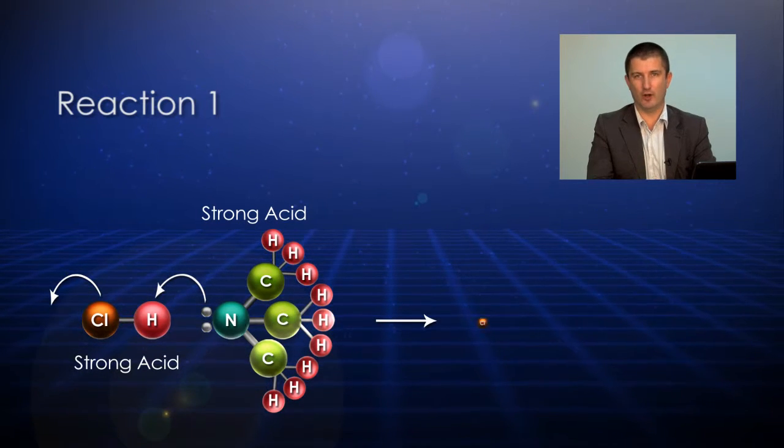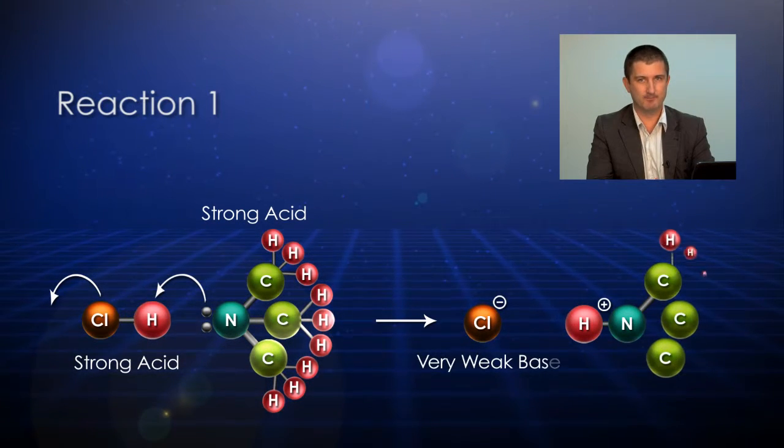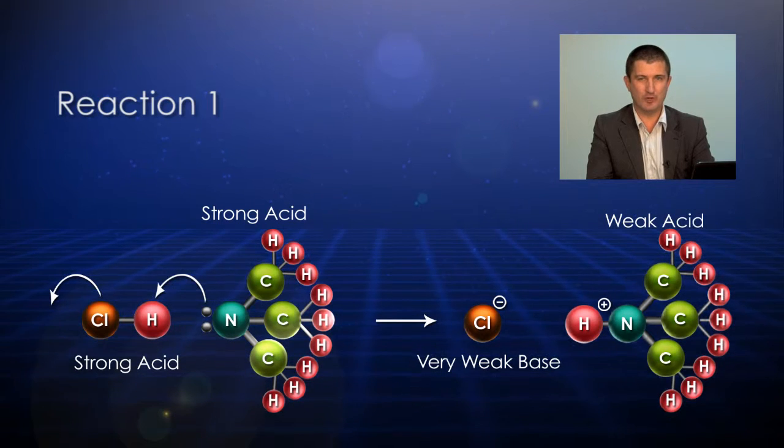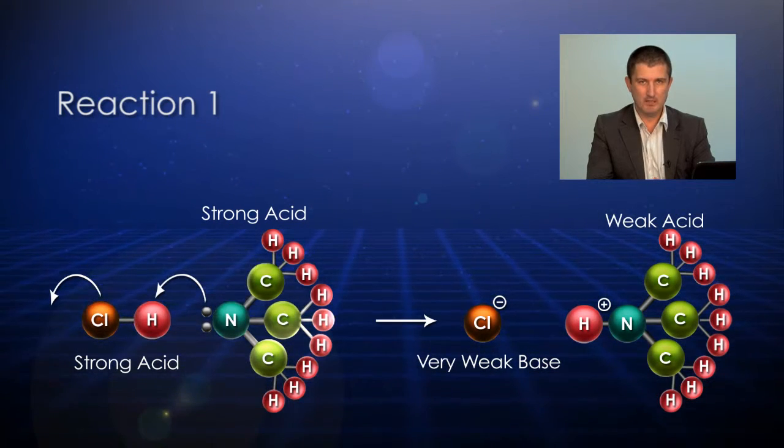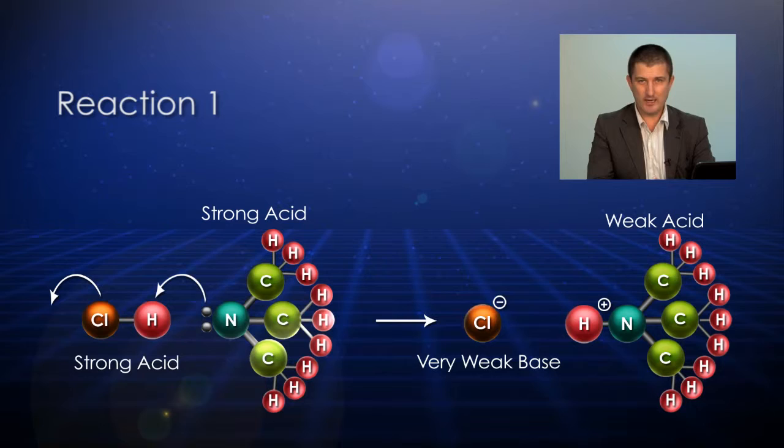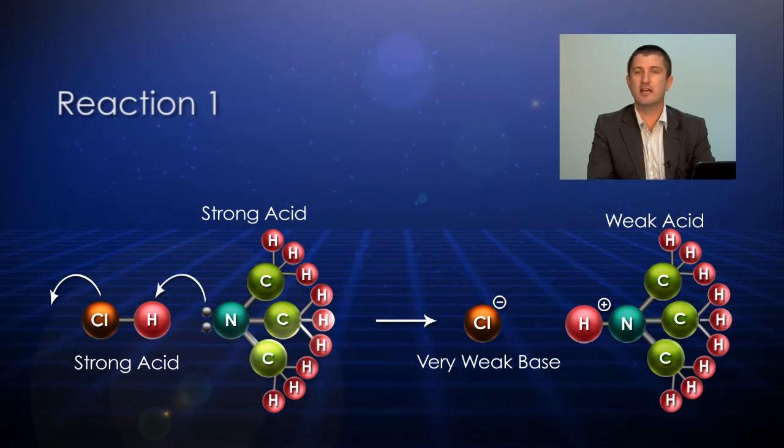Anything that has a proton on it is a Bronsted acid. Anything that can accept a proton is a Bronsted base. Of course, some acids are so weak that we don't think of those protons as being acidic. We think of the deprotonated form of that weak acid being a strong base.